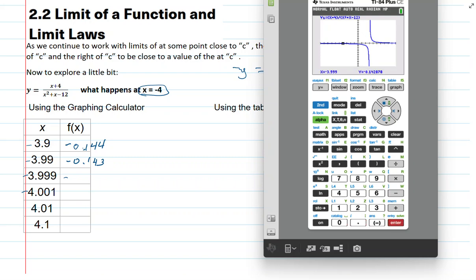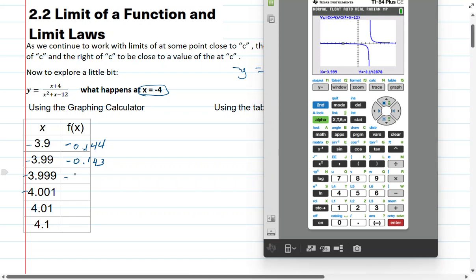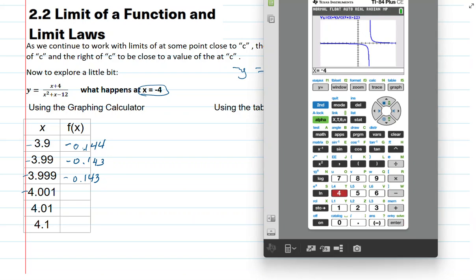I get a negative 0.143. Now I can't do negative 4, so I'm going to do negative 4.001.